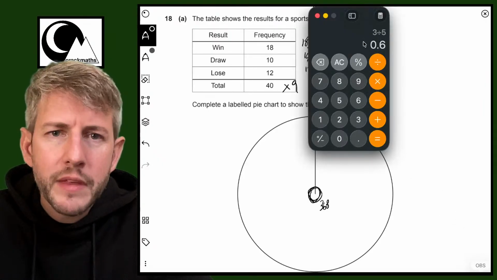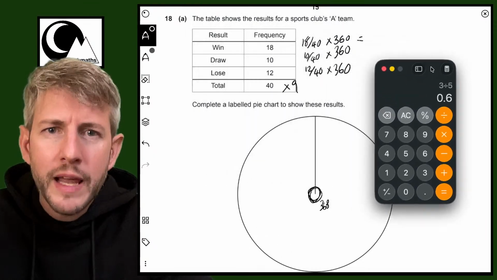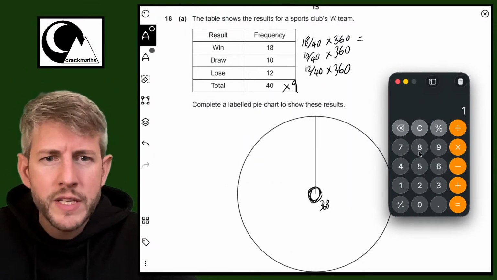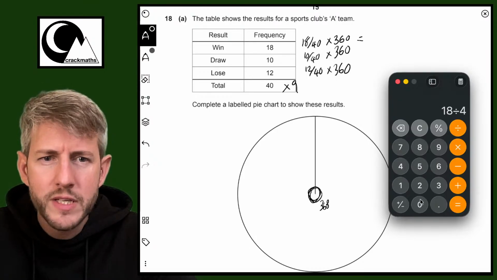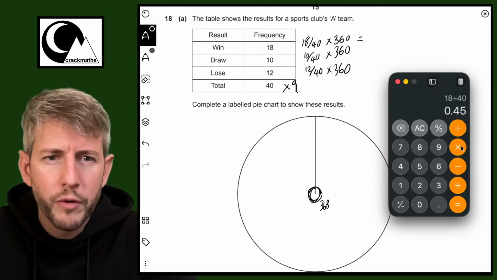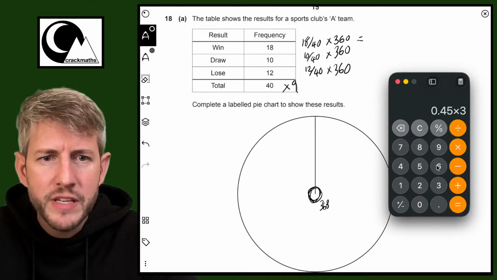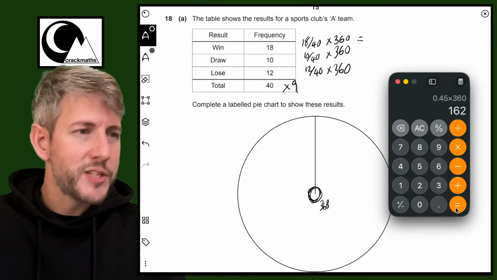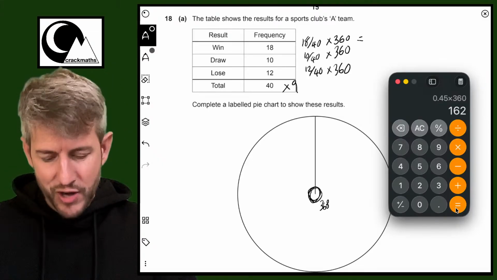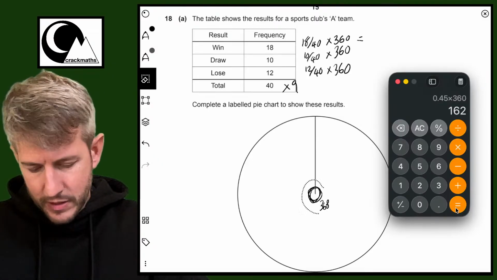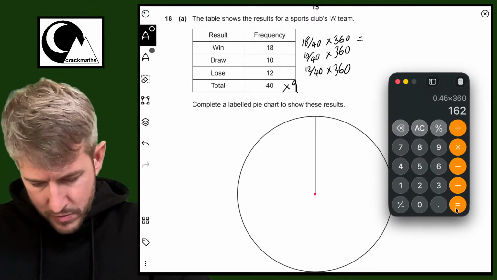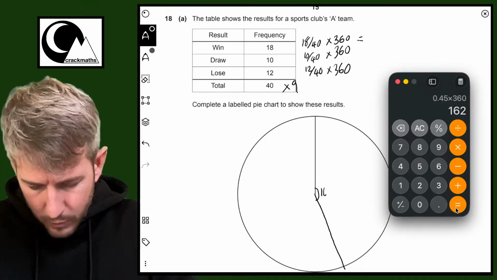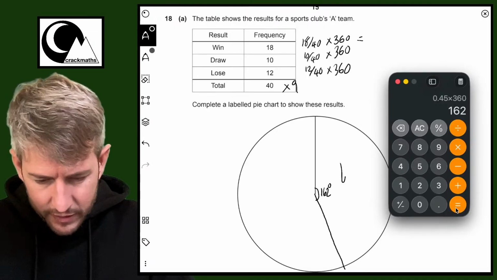So here we go. First of all, let's just do this first one here. So 18 out of 40. So 18 divided by 40. Here we go, 0.45. And then we want that out of 360. Here we go. And that is 162. Now, I don't have a protractor here, so I'm just going to estimate these angles. Okay, but 162 will be around here. I'll just label it 162 degrees, and that's win.